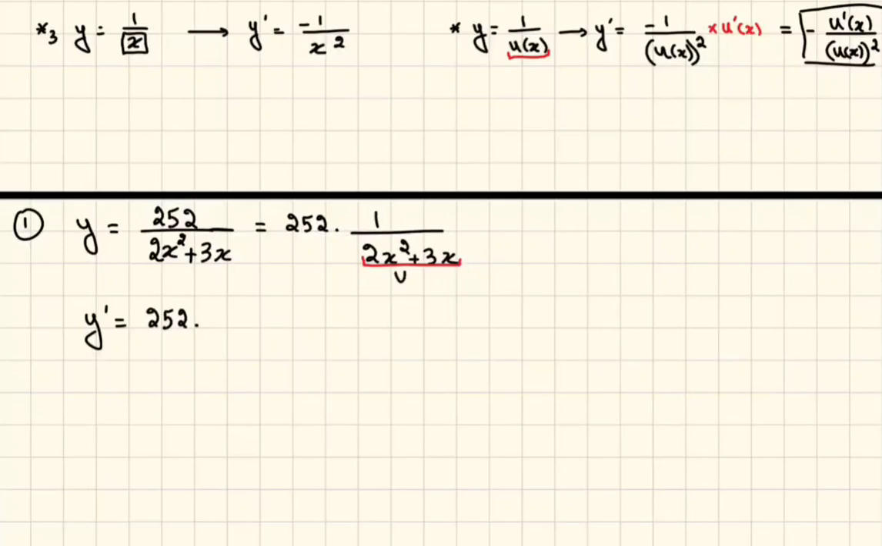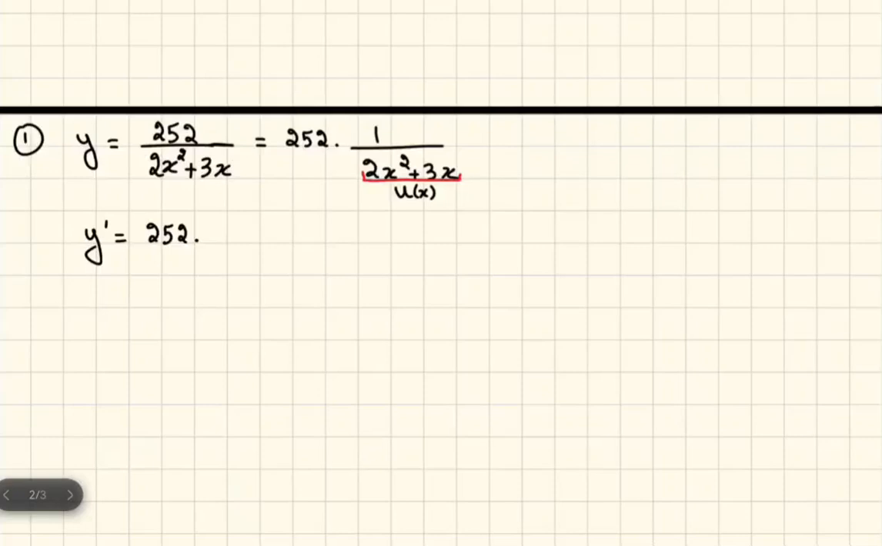So this is our u of x. What is u prime in this case? So the minus, I should write it, fraction. U prime is the derivative of 2x squared plus 3x, which is 4x plus 3, over 2x squared plus 3x all squared. So the u squared is 2x squared plus 3x exponent 2.